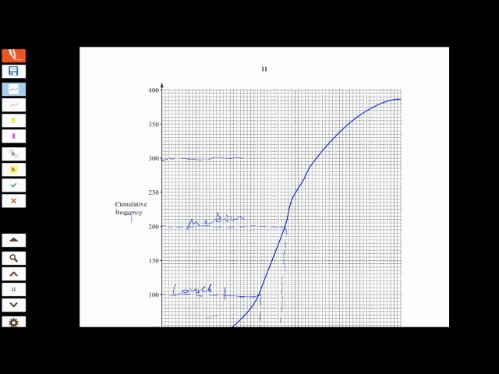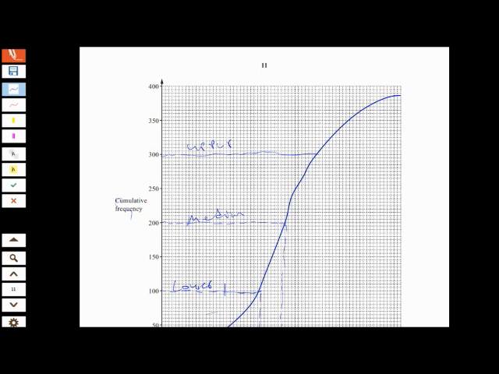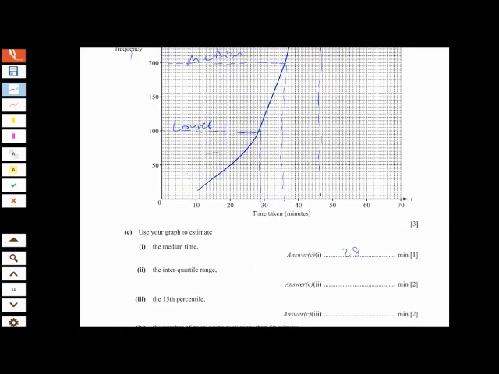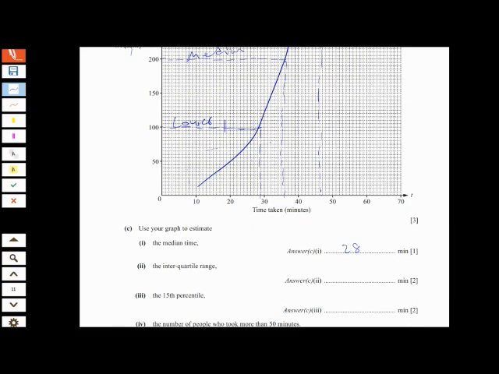That's the upper quartile. Then from 400, you draw a straight line onto the time, and you get it. Now basically, they want the interquartile range, which is this range right here. So you minus the lower quartile from the upper quartile, which is 37.5 minus 24.5. And that would equal 13 minutes. So that's your answer, 13 minutes.